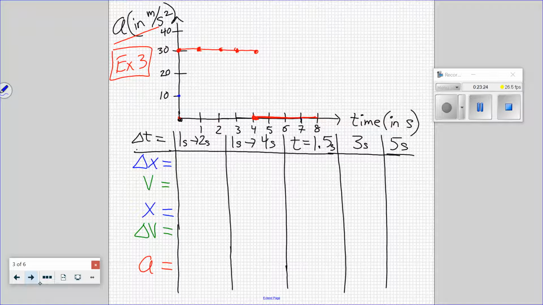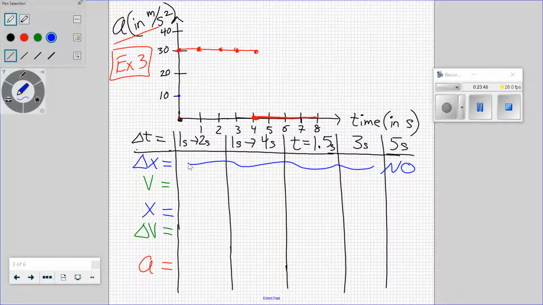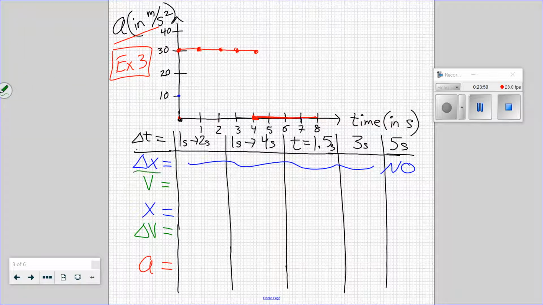No. There's no way, because I don't know what happens in between. I don't know my starting velocity. There's sort of a velocity on here, but can I tell you instantaneous velocity or even average velocity? No, there's no average, nor instant velocity on this graph, and there's certainly no position.